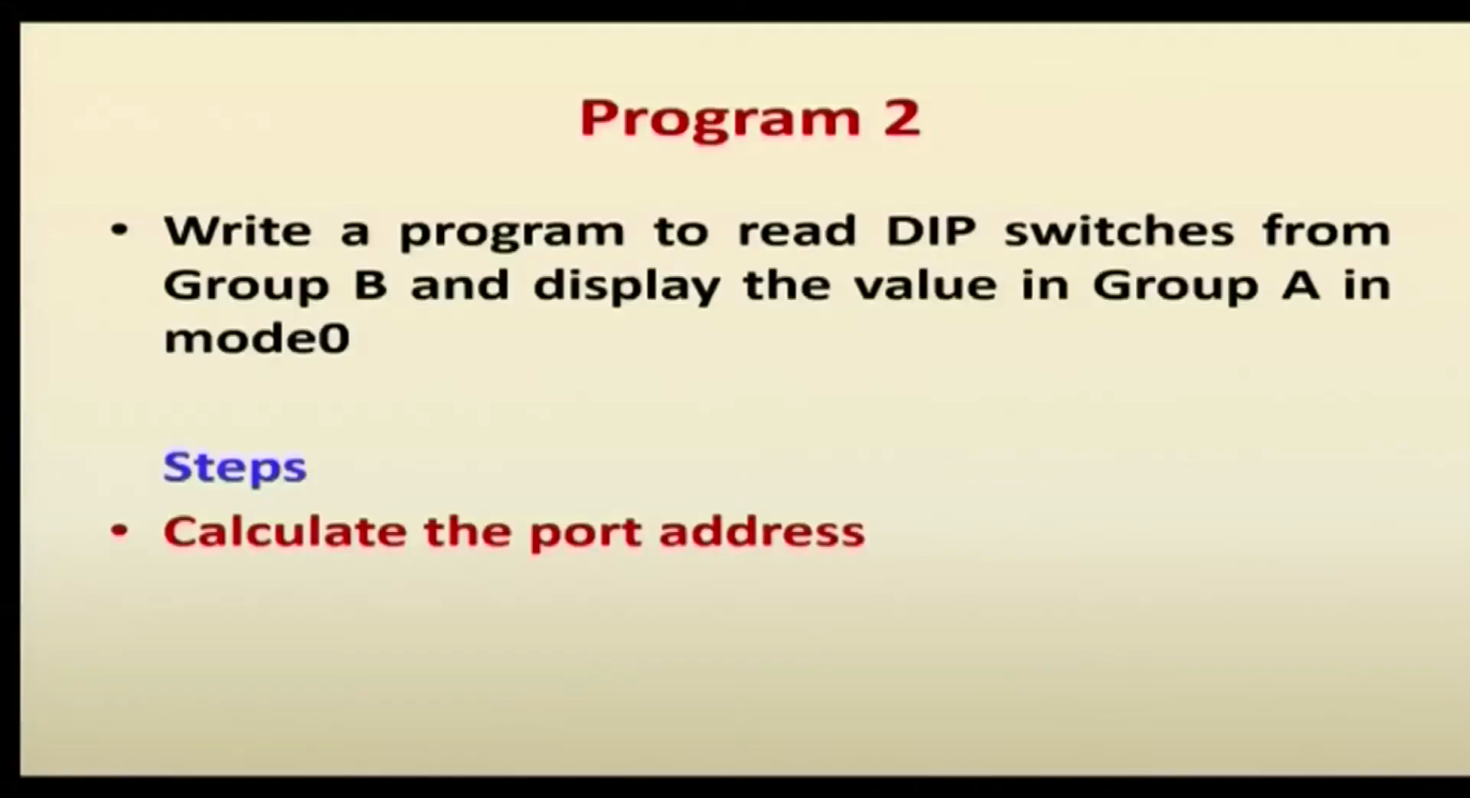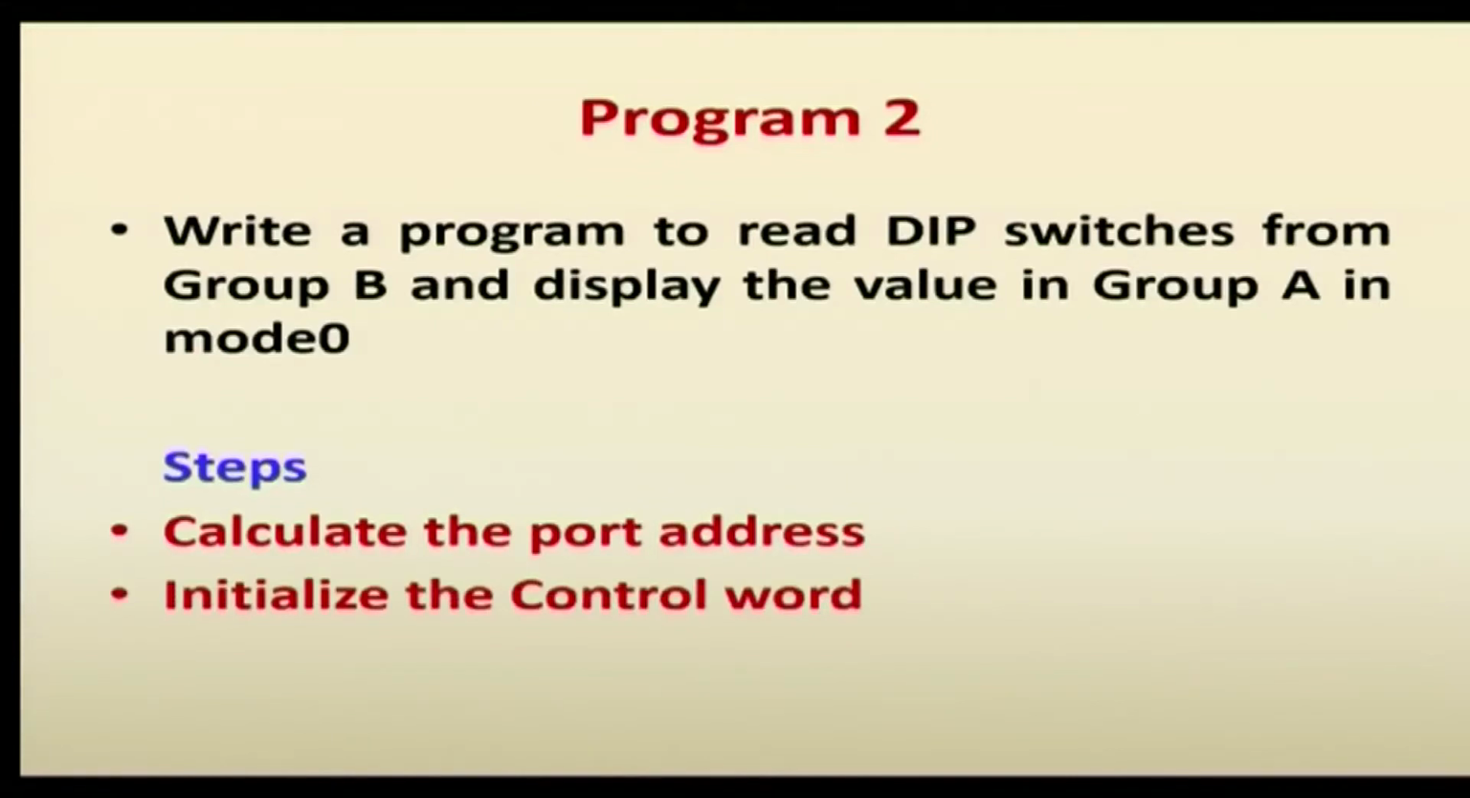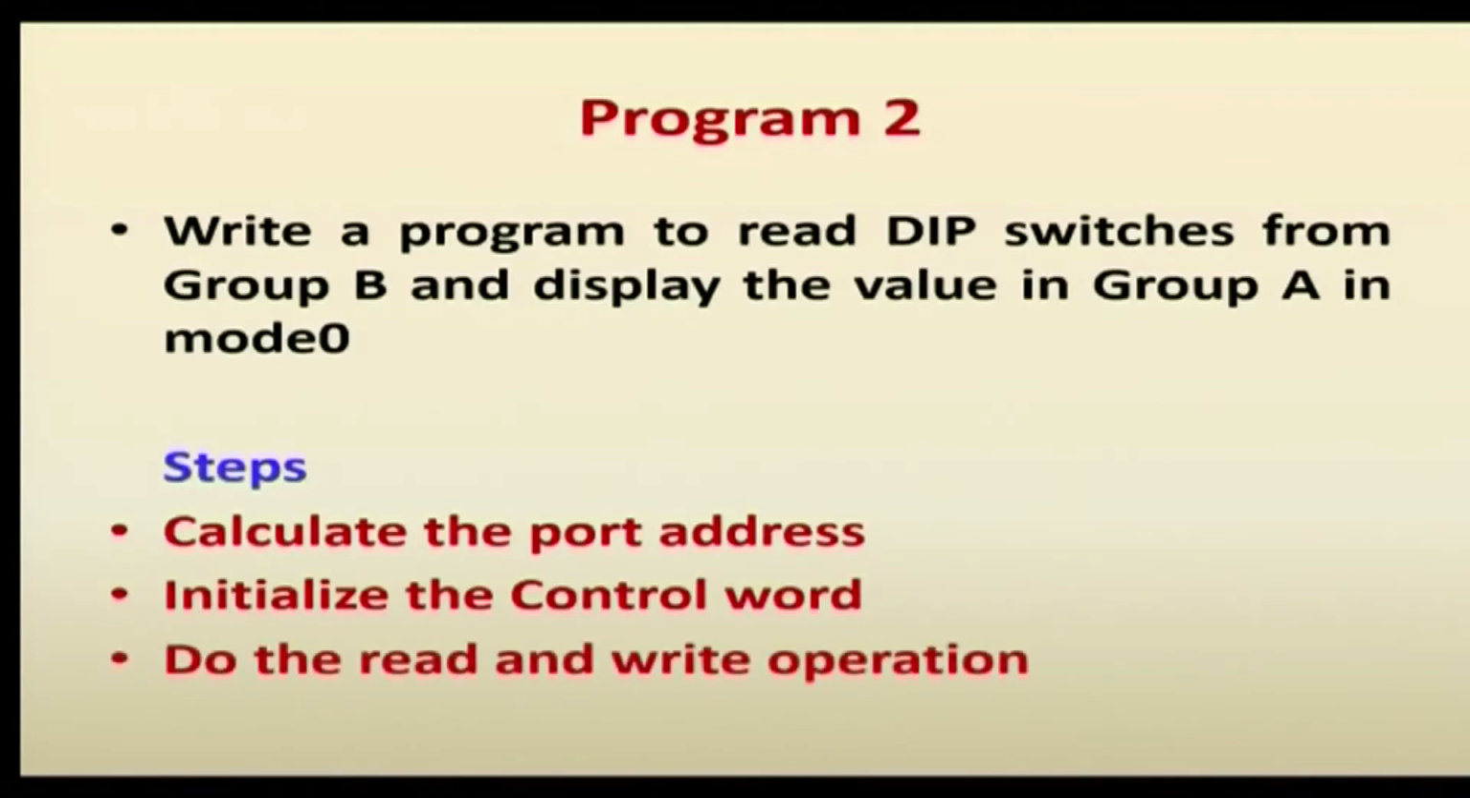For this program, what do we have to do before writing the program? Here only mode 0 is given; mode 1 we cannot use because port C is used for the handshake signals in mode 1, so we cannot use it as an input and output device. That is why we use only mode 0. First, we have to calculate the port address for port A, port B, port C along with the control register, because these 4 will be used in this program. Then we have to initialize the control word: group A as output, group B as input in the IO mode. Then we have to perform read and write operations to read the data from the switches and send the data to the display device.